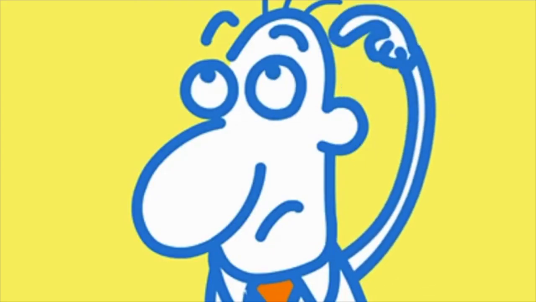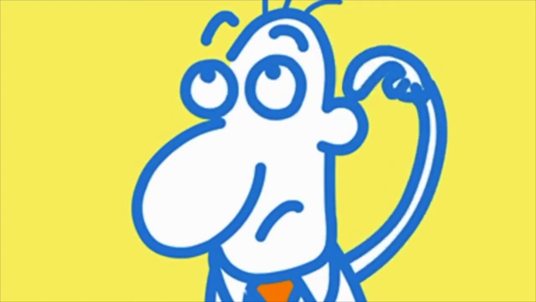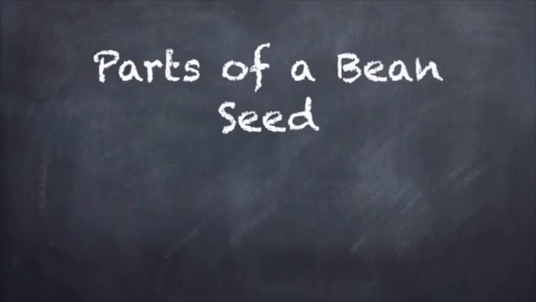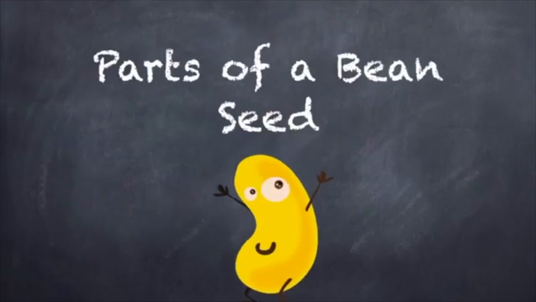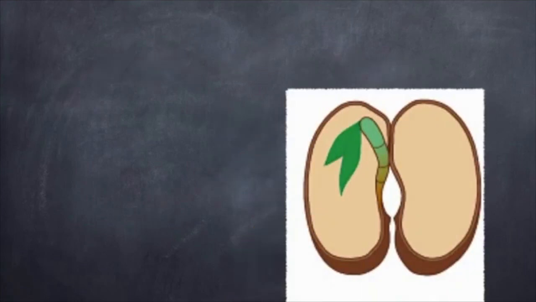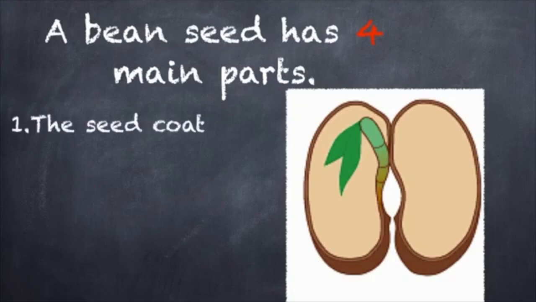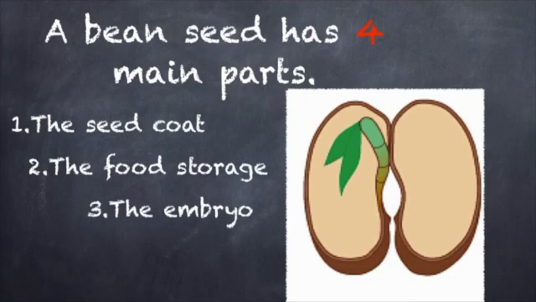Hello, boys and girls. Were you ever curious about the different parts of a bean seed? Well, for today's lesson, we're going to be talking about parts of a bean seed. Are you ready? Let's go. A bean seed has 4 main parts: the seed coat, the food storage, the embryo, and the leaves.